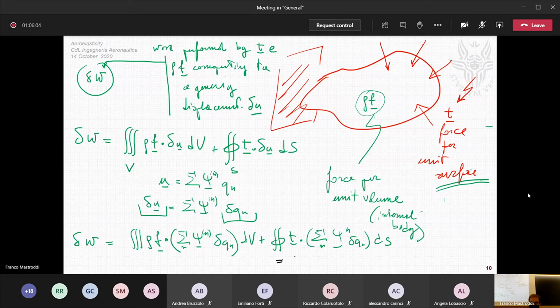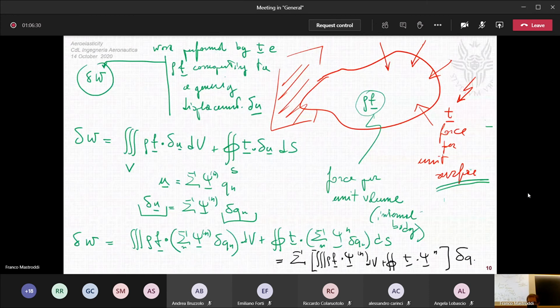You have the summation of the integral of rho f dot psi m dv plus the integral of t dot psi m ds, and all this quantity is multiplied by delta qm.